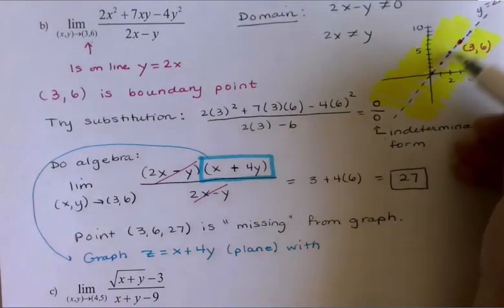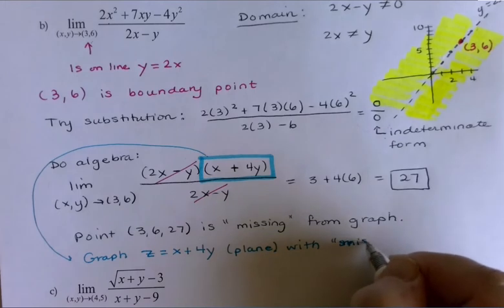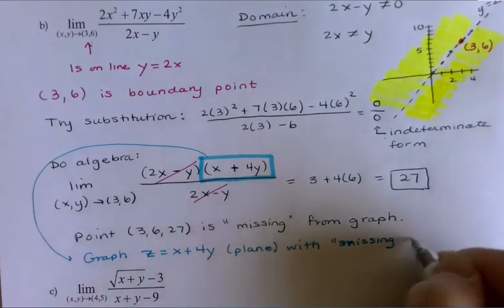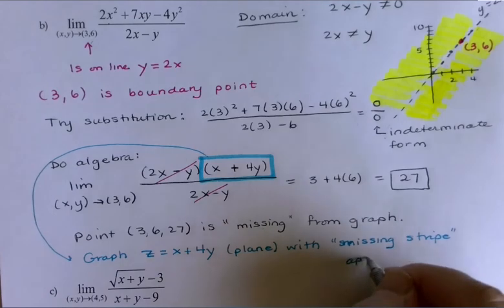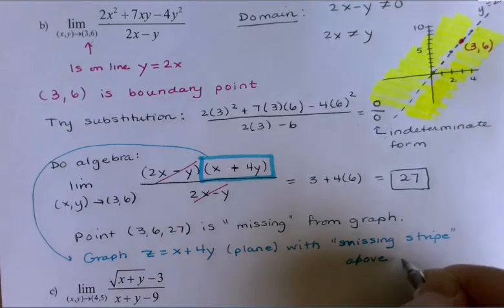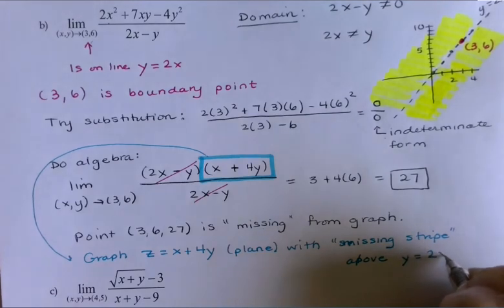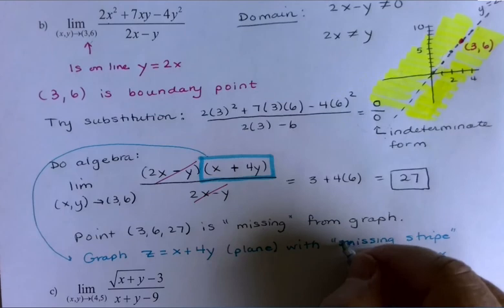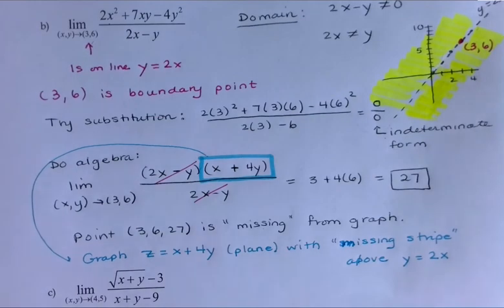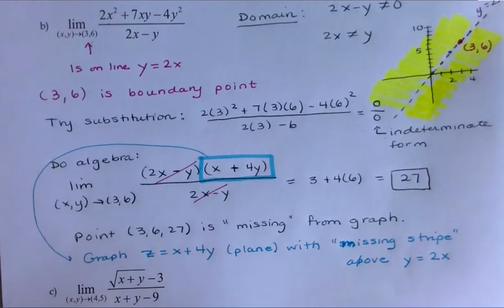With a missing stripe, if you will. Above the line y equals 2x. All right, let's take a look again over at Maple and see if we can see that.